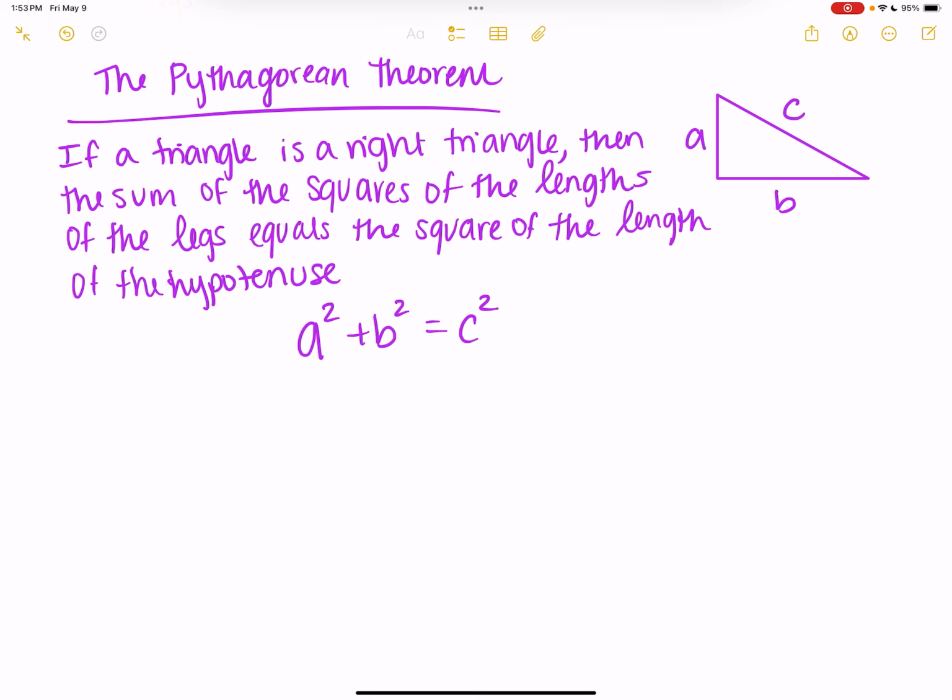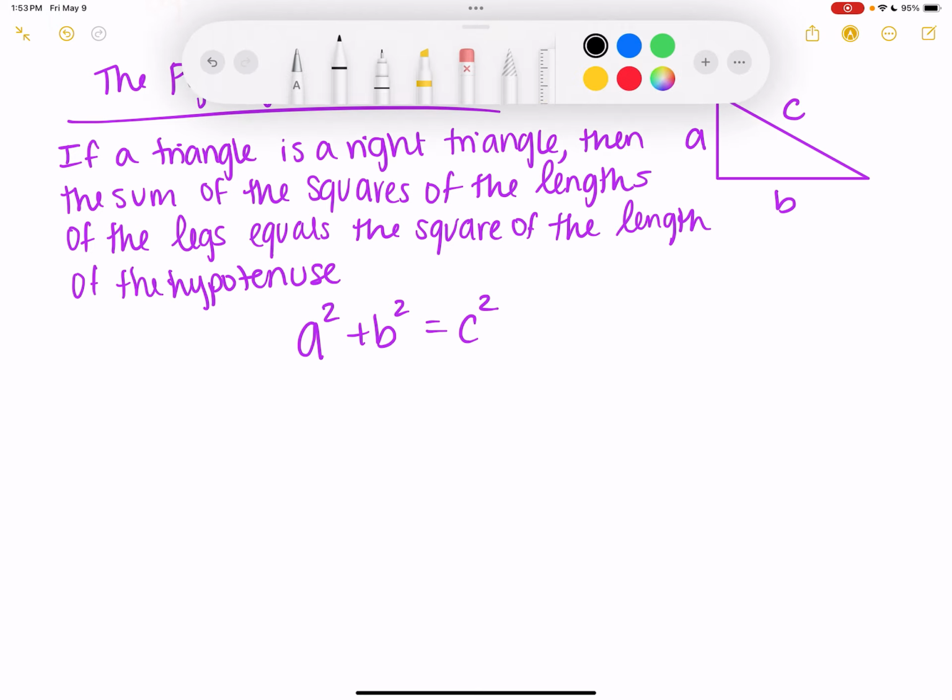If I need to solve for side length A, I can do that by doing, okay, A squared equals C squared minus B squared. And then I would take the square root of both sides. So we would have A is equal to the square root of C squared minus B squared.